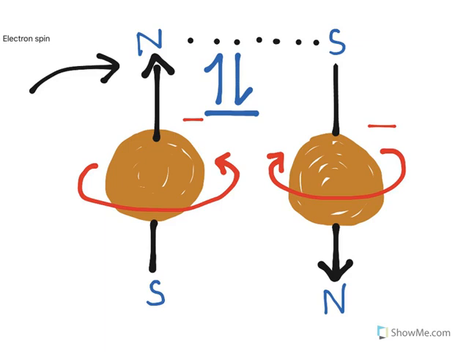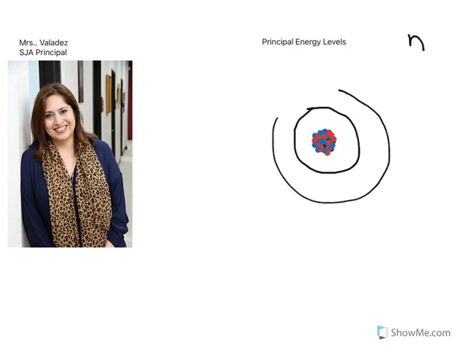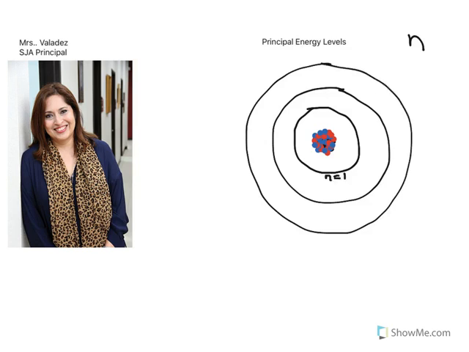Speaking of principle. No, not Mrs. Valadez. We're talking about principal energy levels that are represented by the letter n. Principal energy levels are your major energy levels in an atom. So we're talking about the major regions of space where we are expected to find electrons.